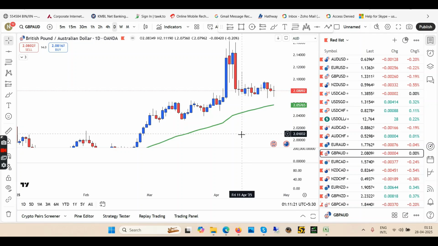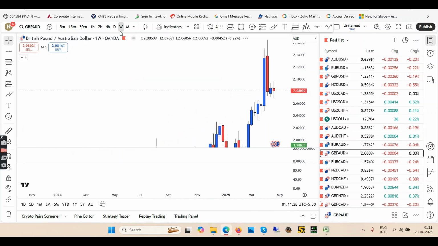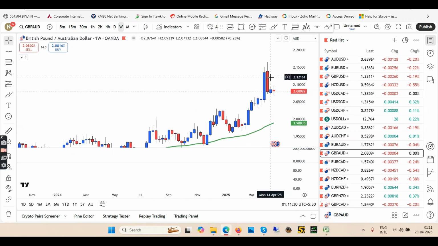Right, GBPAUD. Let's start with the top-down approach, starting with the weekly time frame. Here we go. Weekly, we have broken the previous high. We made this high on the 31st of March, then we had a red candle in weekly. So weekly doesn't matter in this case. We are in the uptrend. That's all you need to know. This could be a pullback only, and then we might go up. So for now, weekly is uptrend.